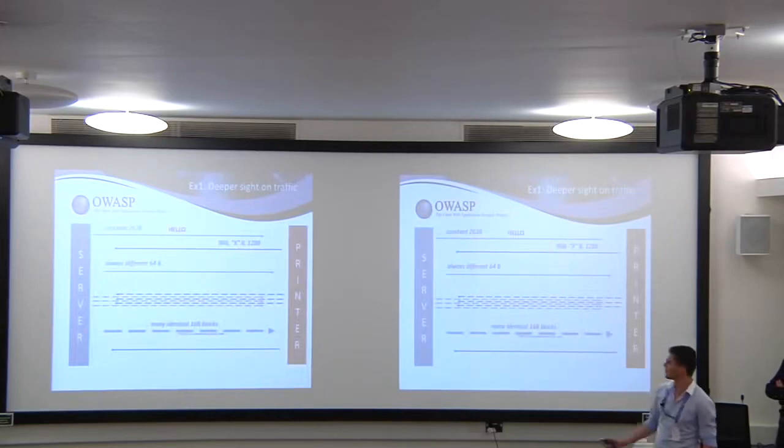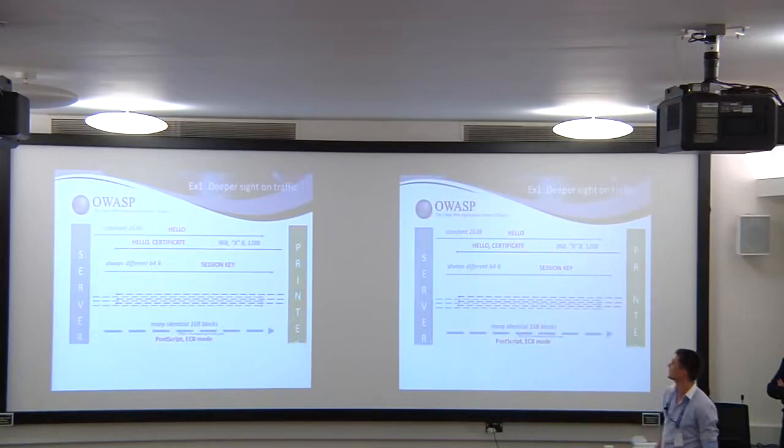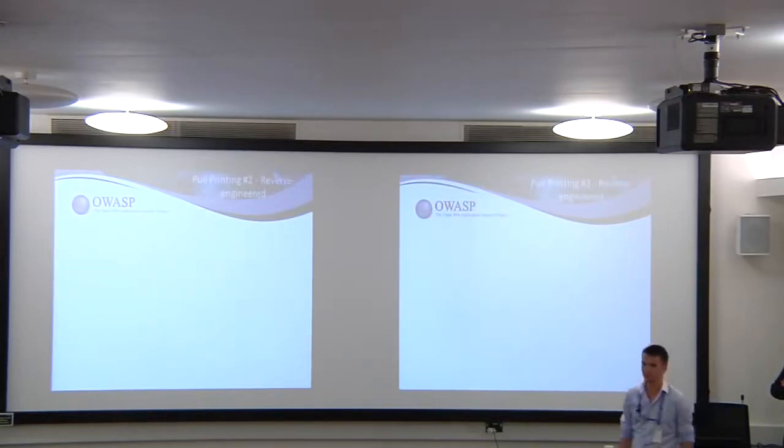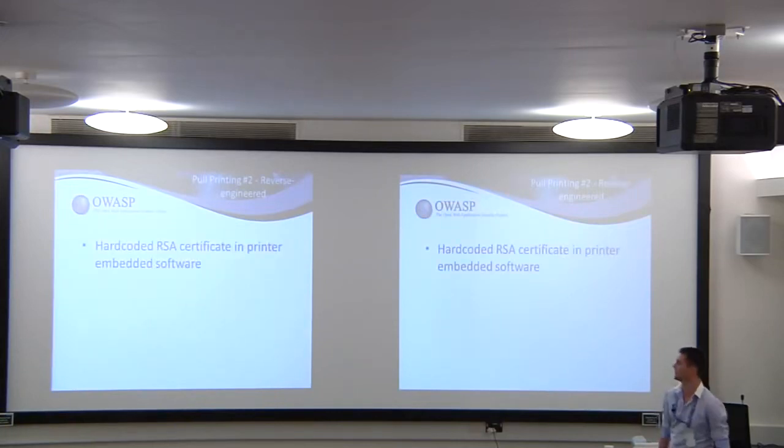Okay, so we had to make some assumptions for the proof of concept script. If it was SSL, it should be a hello, then a hello certificate, a session key, PostScript, ECB mode encrypted files, and that's it. It took us quite a lot of time to disassemble this protocol to set the proper parameters for the encryption. It turned out that there is a hard-coded RSA certificate in the printer's embedded software, a private key, a private certificate.